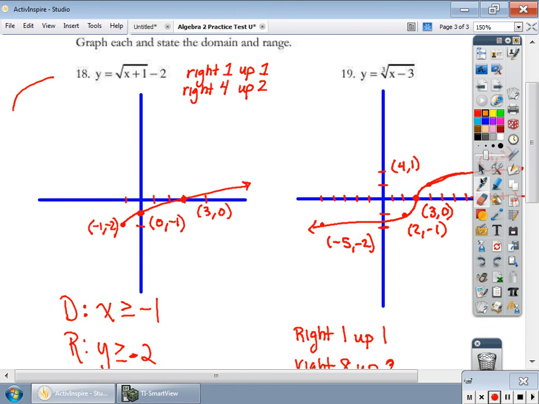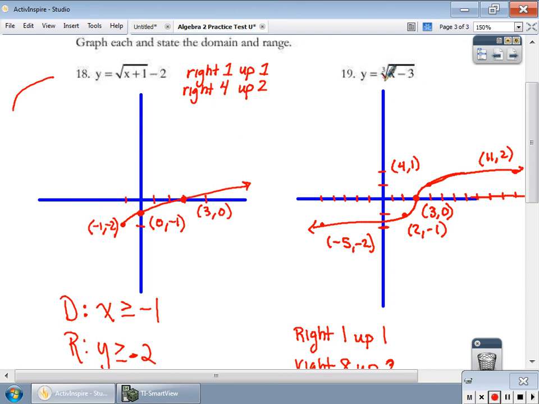Now the other thing is domain and range, and the nice thing about the cube root function is that domain and range never change. All real numbers. You never stop going to the left, you never stop going to the right. Same for the range. All real numbers.